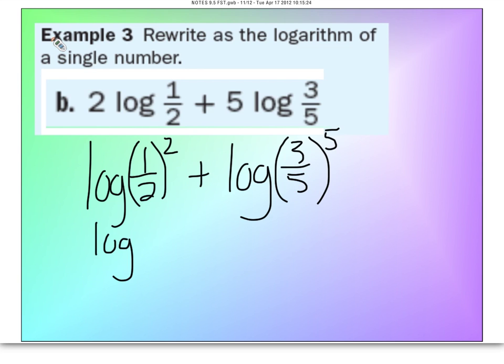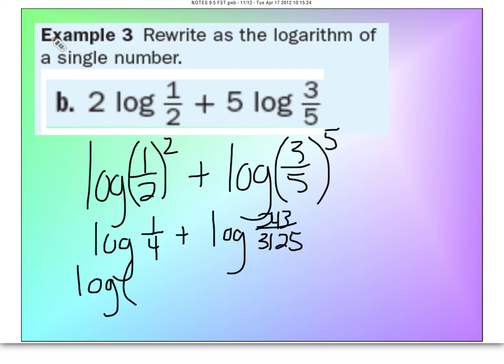So that's going to be log of 1/4 plus log of, now 3 to the 5th power. I don't know that one by heart, but in my calculator, that's going to become 243. And then 5 to the 5th power is 3,125. Now these two can be brought together into multiplication. So it's going to be log of 1/4 times 243 over 3,125.